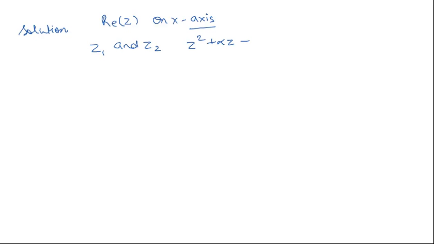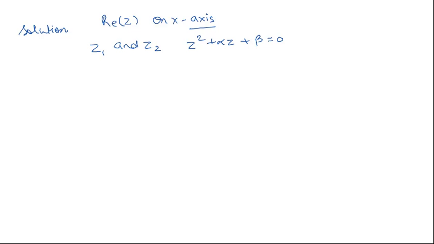We have been given that the real part of the complex number, that is real part of our z, lies on x-axis. You know this thing? And the imaginary part will be lying on y-axis. Consider that z1 and z2 are the roots of the given quadratic equation, that is z square plus alpha z plus beta equal to 0.